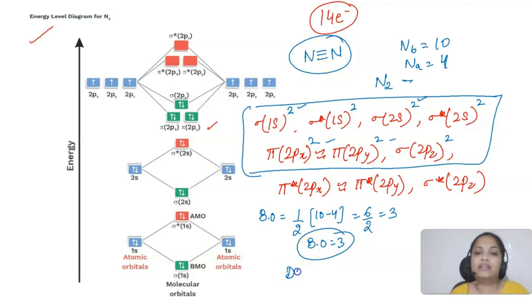And of course it's again diamagnetic. Why is it diamagnetic? Because all the electrons are paired. Okay. So I think nitrogen is clear.